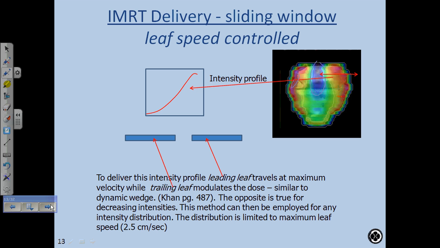And it doesn't need to be linear. It can change its velocity. So you see how this is flat here and then gets steeper? So maybe it starts quickly here and slows down to create that kind of exponential curve. All right? So that's how sliding window works.